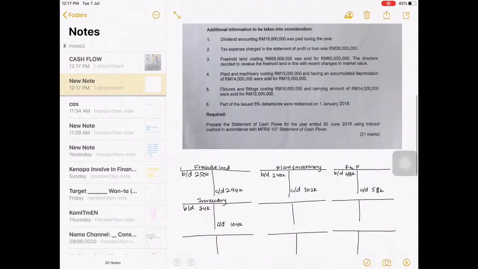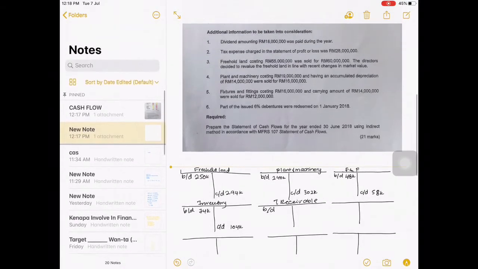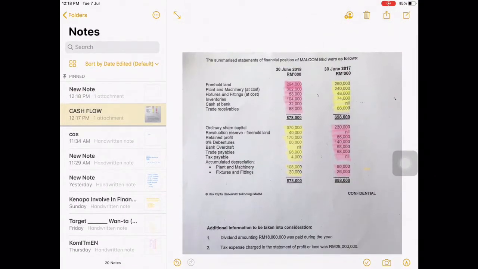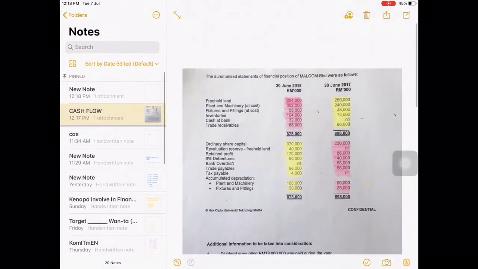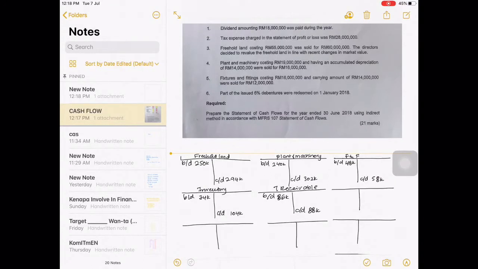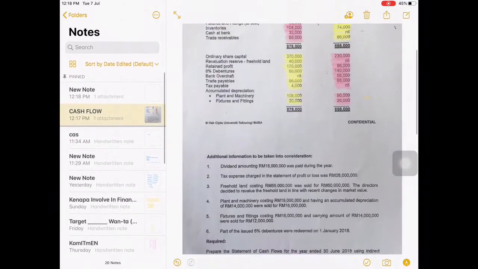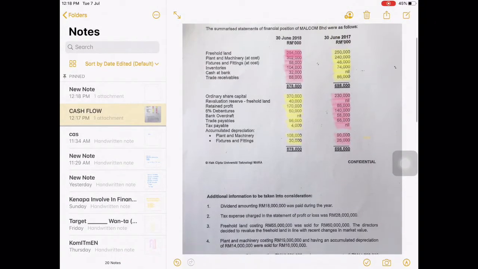Alright, so next we have trade receivable. Remember the asset has a debit balance, and the closing balance will be on the credit side. 86,000, carried down will be 88,000, right? Okay, and then we have ordinary share capital. In share capital, we must start with the opening balance in the credit column and then the closing balance in the debit column. And that's how the T account works for the individual account.